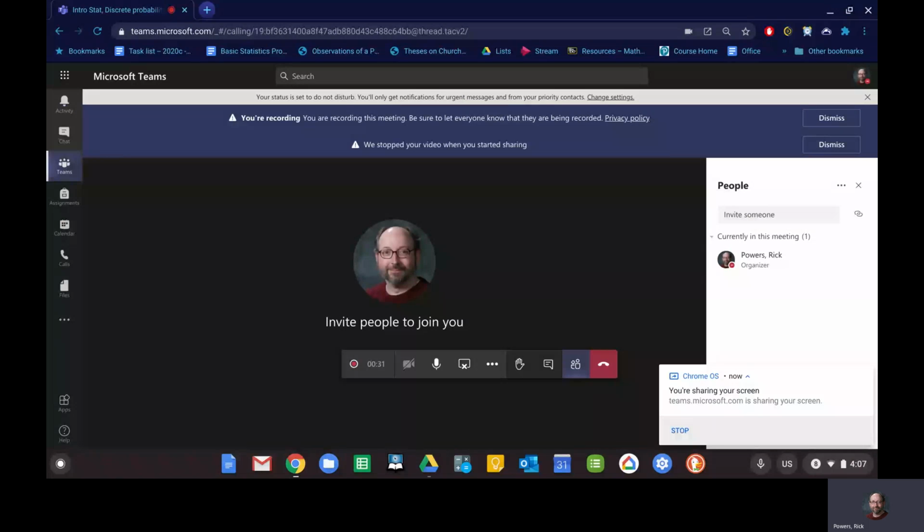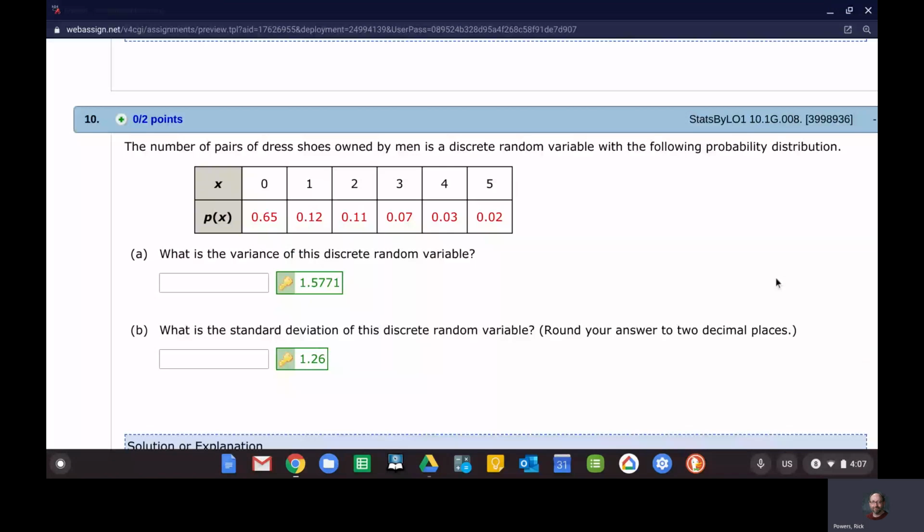For discrete probability distributions. I'm going to share my screen with you here so that you can see what I'm doing. So here we have a problem that's a discrete probability distribution. The number of pairs of dress shoes owned by men is a discrete random variable with the following probability distribution.